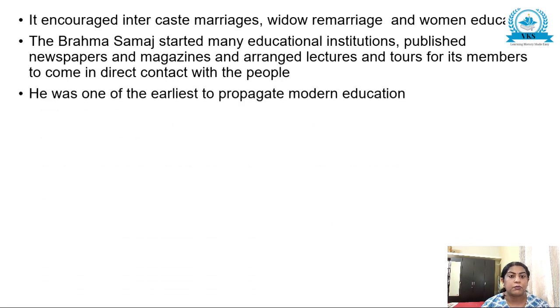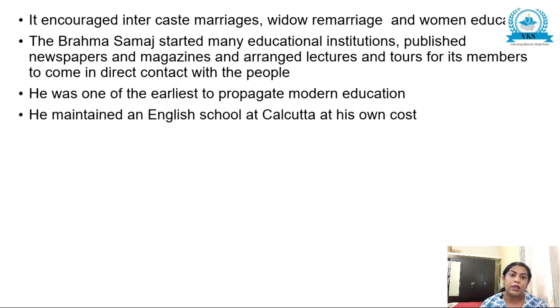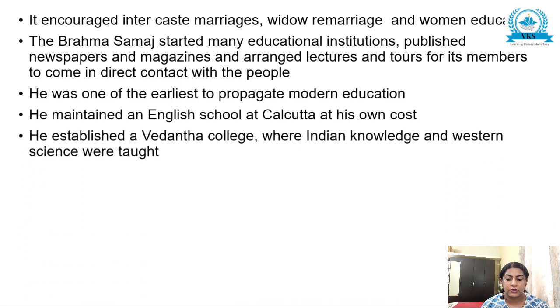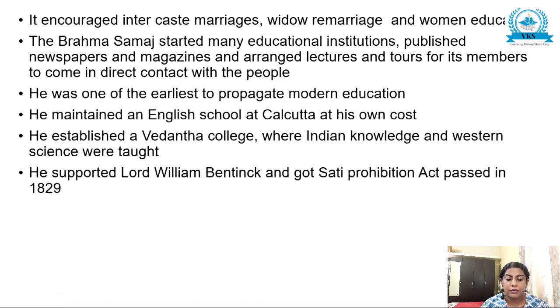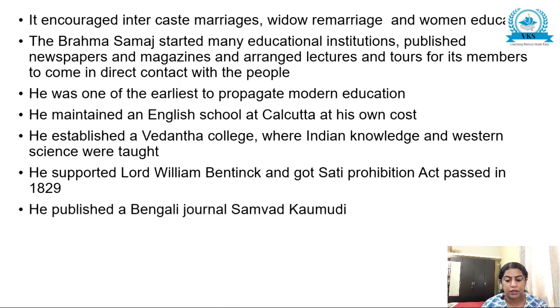He, that is Raja Ram Mohan Roy, was one of the earliest to propagate modern education. And he maintained an English school at Calcutta at his own cost. He established Vedanta College, where Indian knowledge and Western science were taught. He supported Lord William Bentinck and got the Sati Prohibition Act passed in 1829. He published a Bengali journal, that is Samvad Kaumudi.